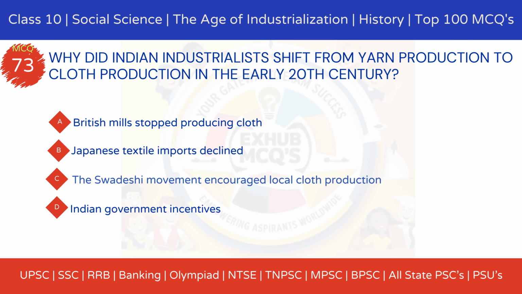MCQ 73. Why did Indian industrialists shift from yarn production to cloth production in the early 20th century? Option A. British mills stopped producing cloth. Option B. Japanese textile imports declined. Option C. The Swadeshi movement encouraged local cloth production. Option D. Indian government incentives.